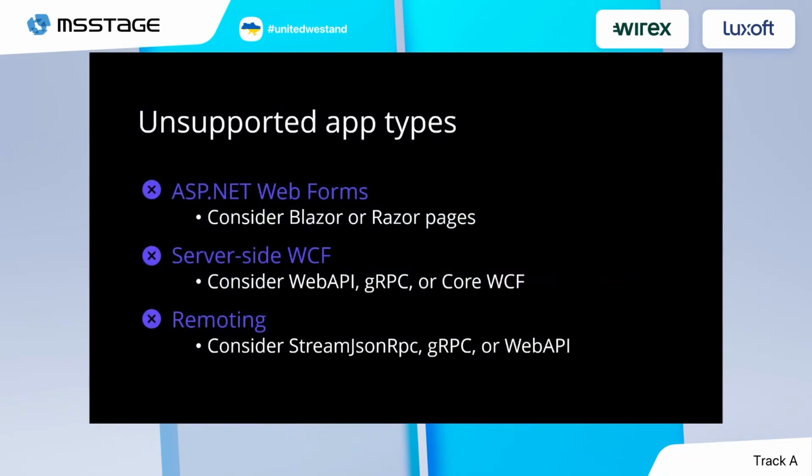And there are a few unsupported app types, such as ASP.NET Web Forms. In this case, we recommend using Blazor or Razor Pages. Server-side WCF is not supported moving forward, and we recommend to consider Web APIs, gRPC, or Core WCF. And remoting. For remoting, consider StreamJsonRpc, gRPC, or Web APIs.